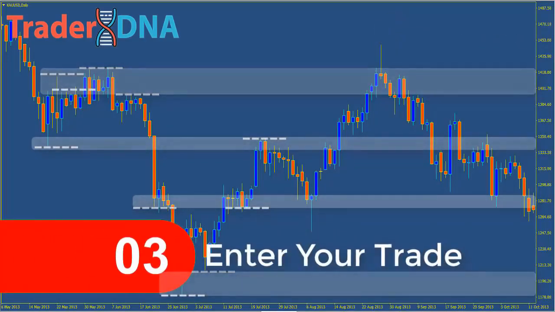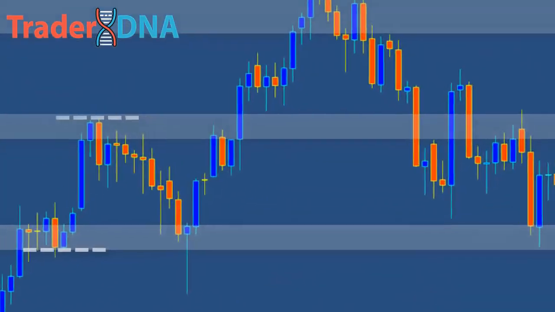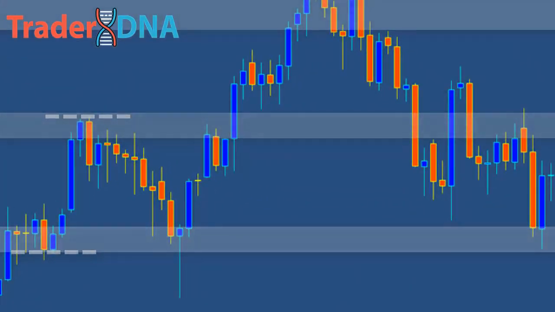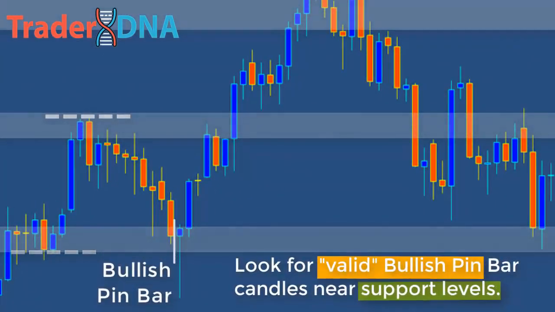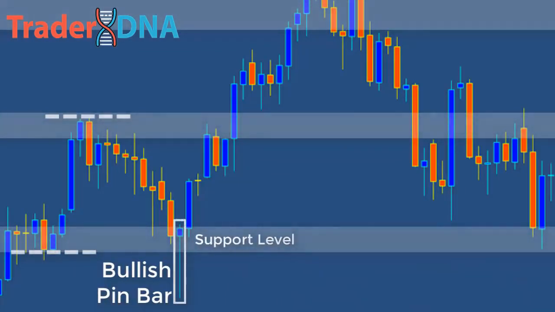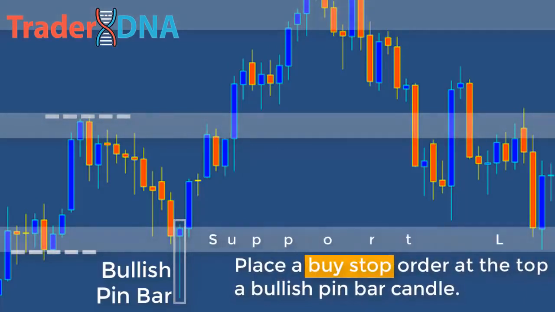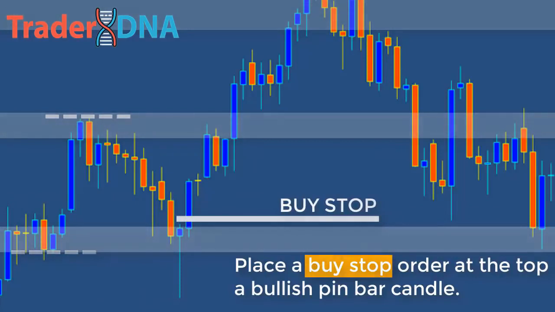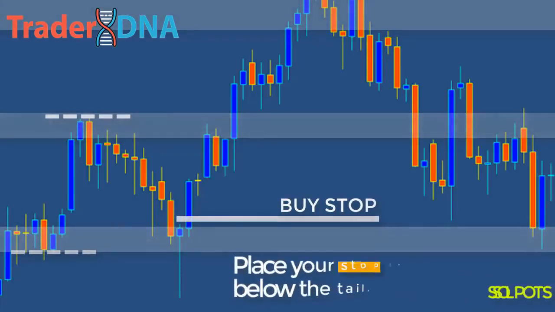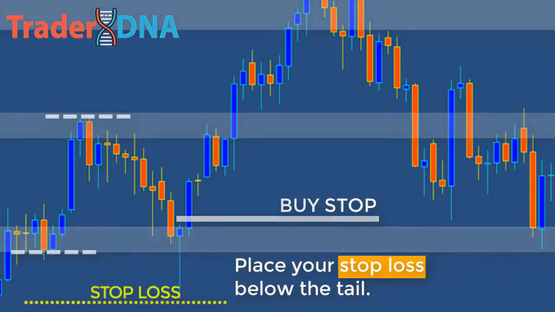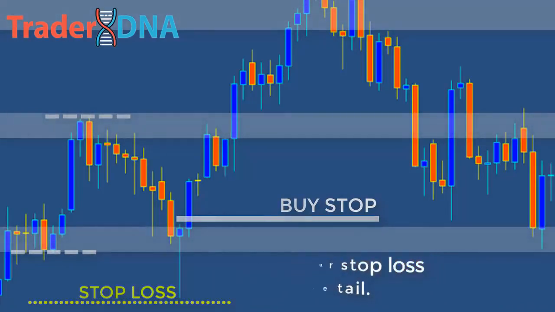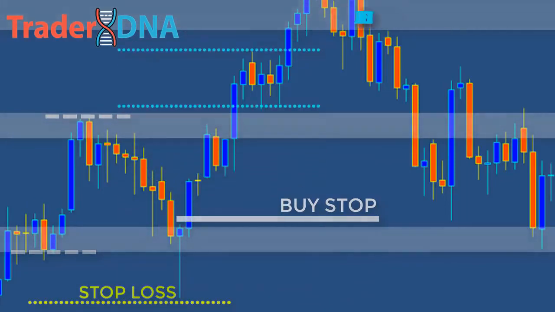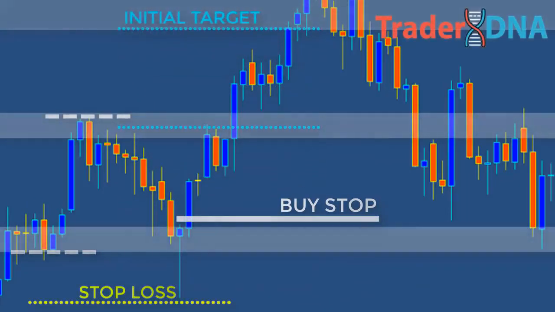Step 3. Enter your trade. For bullish pin bar. First, look for valid bullish pin bar candles near support levels. Second, place a buy stop order at the top of a bullish pin bar candle. Third, place your stop loss below the tail. Fourth, place your initial target at 2 or 3 times risk taken.